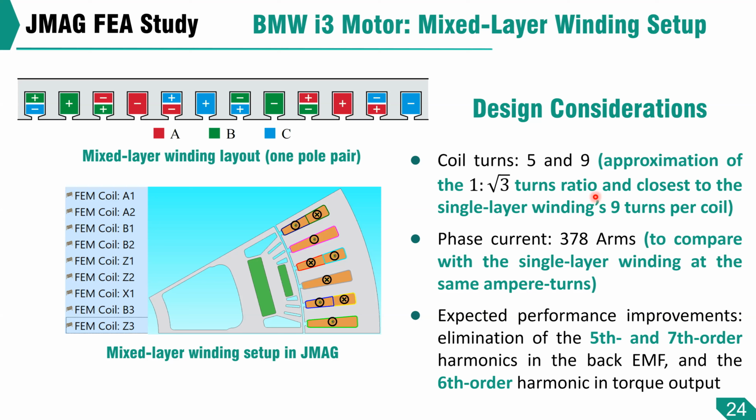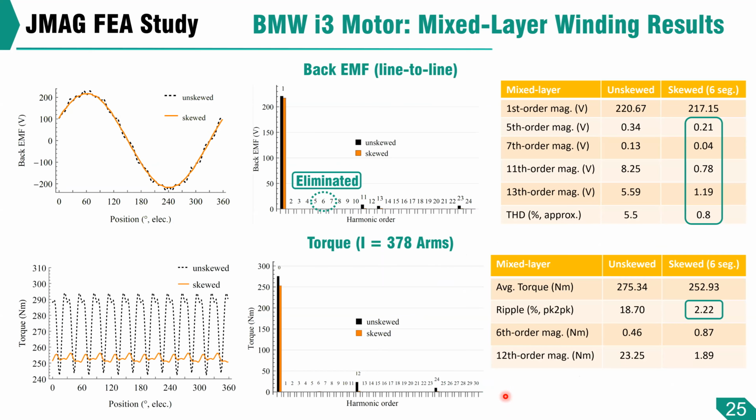We adjust the excitation current accordingly so the ampere turns are the same as a single layer winding for a fair comparison. We'll predict that the 5th and 7th order harmonics in the back EMF and 6th order torque ripple will be taken care of with this winding. Is that true? So the results are here. With the mixed layer winding, the 5th and 7th order harmonics in the back EMF and the 6th order torque ripple are basically eliminated regardless of whether it's skewed rotor or not.